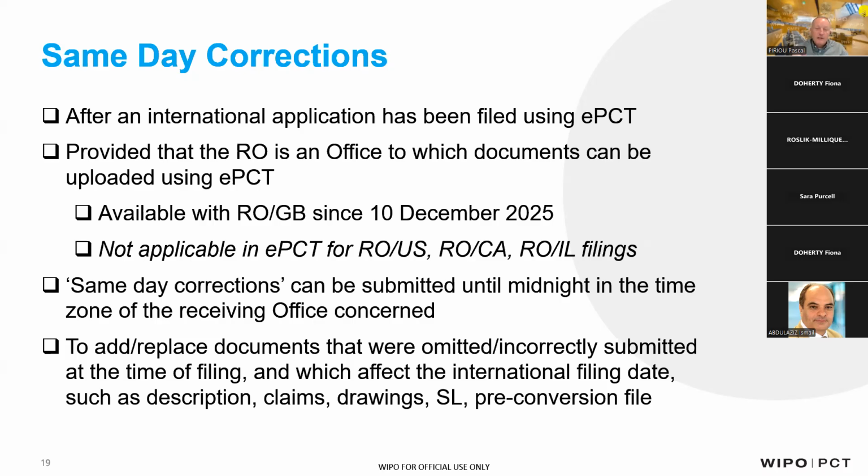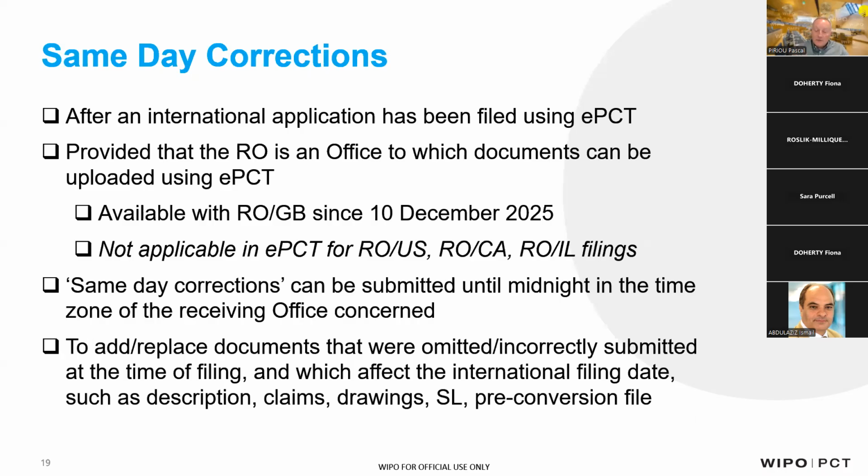And this feature is now available with ROGB since December 10, 2025. However, it does not apply to the US, Israel, and Canada because it's a two-step process. In fact, it's to add or replace documents that were omitted or incorrectly submitted at the time of filing, and which will affect the international filing date, such as the description, claims, drawings, sequence listing, and pre-conversion file.